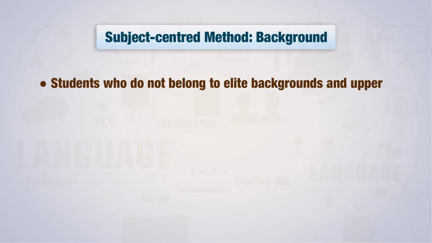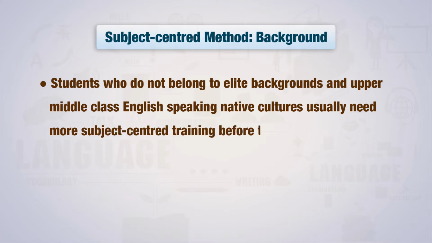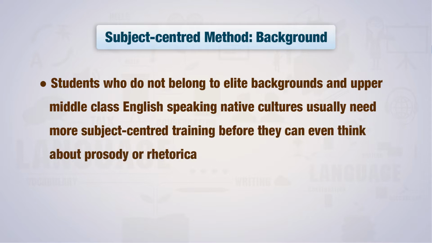We must also be a little understanding about the cultural diversity in our classes. Students who do not belong to elite backgrounds or upper middle class families or English speaking native cultures usually need more subject centered training before they can even think about prosody and rhetorical figures. Undergraduates need a detailed study guide and supplementary reading in order to understand and enjoy both Milton and Browning.